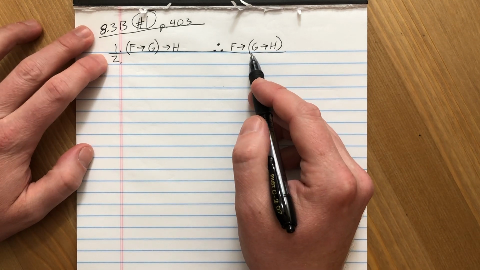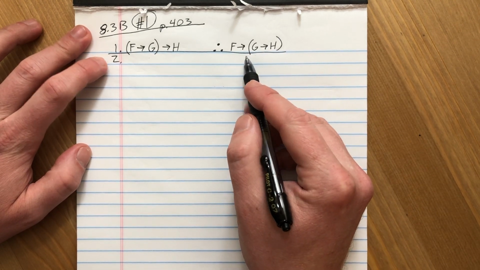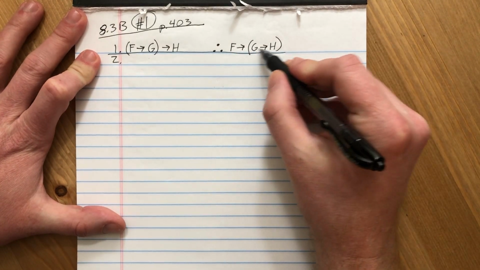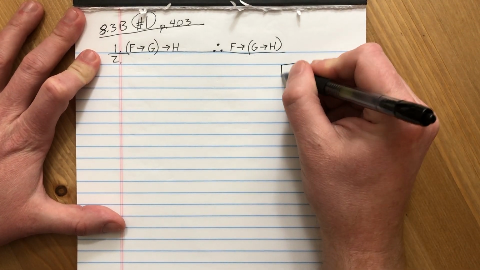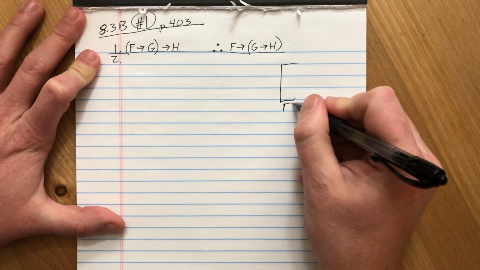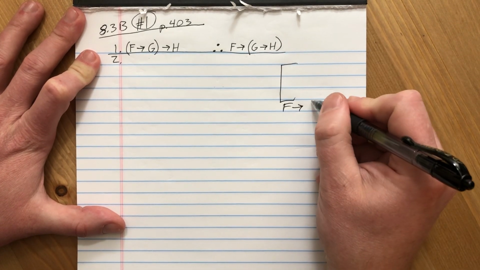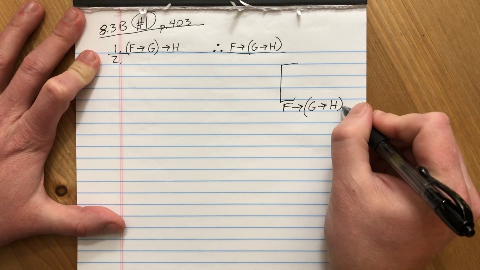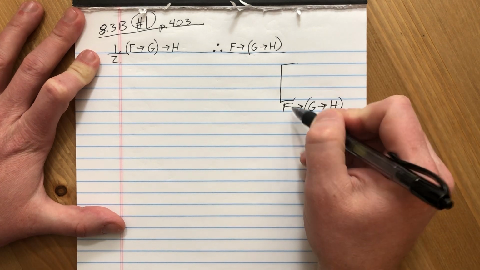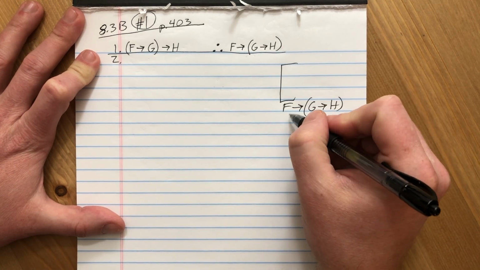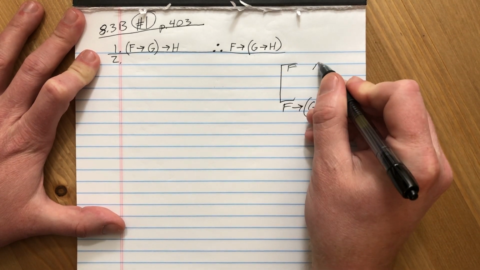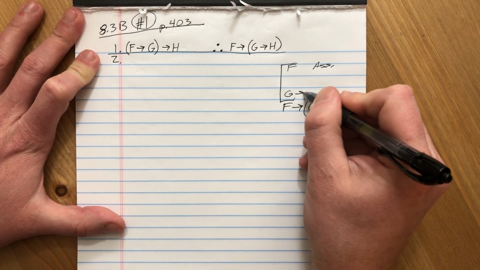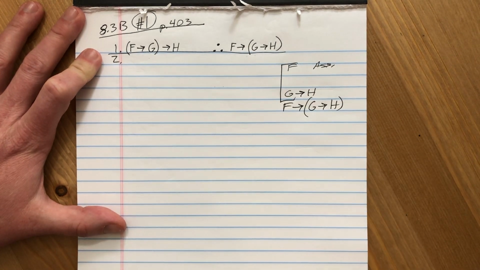Remember one of the tips for constructing proofs, I think it's tip 11. If you're trying to prove a conditional, use conditional proof. This is a conditional, so let's try to use conditional proof. This is going to be our strategy. Since we're trying to get this conditional, we need to show that if we assume F, then we can get if G then H.